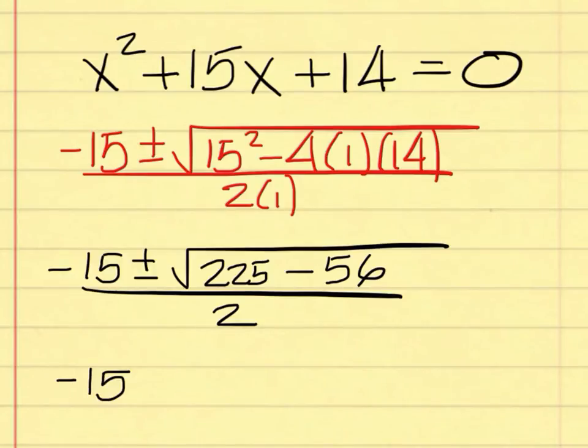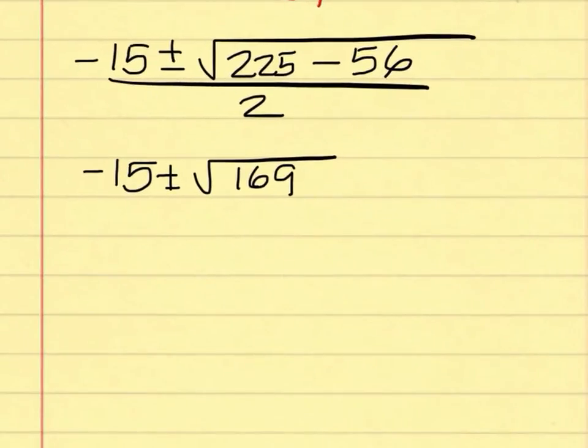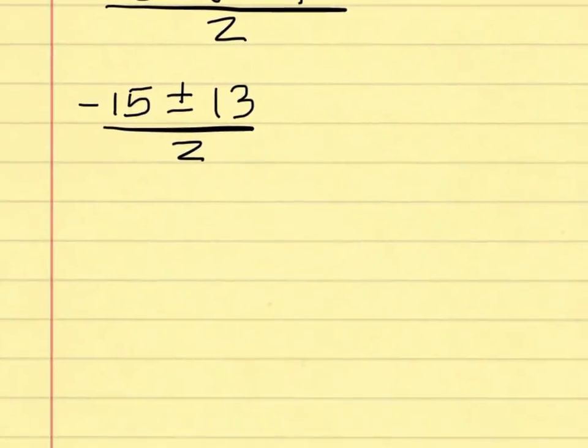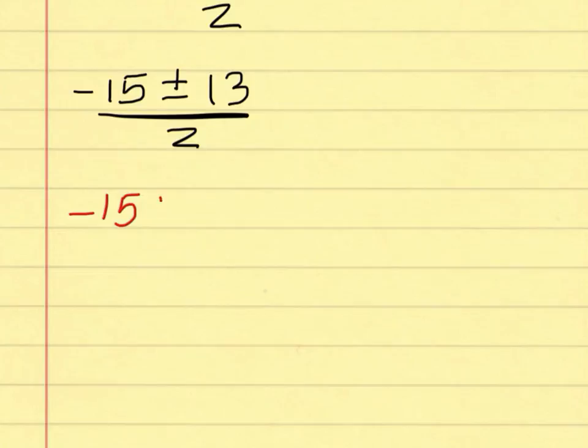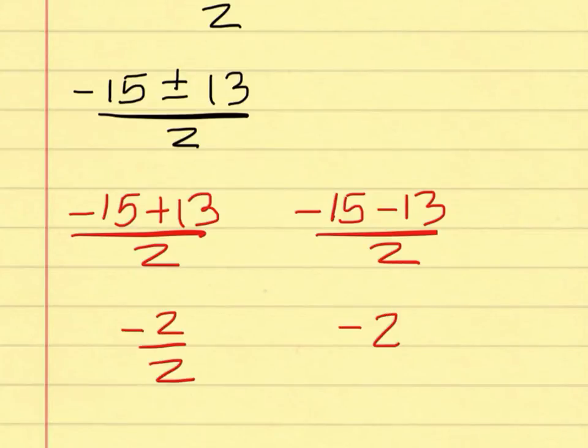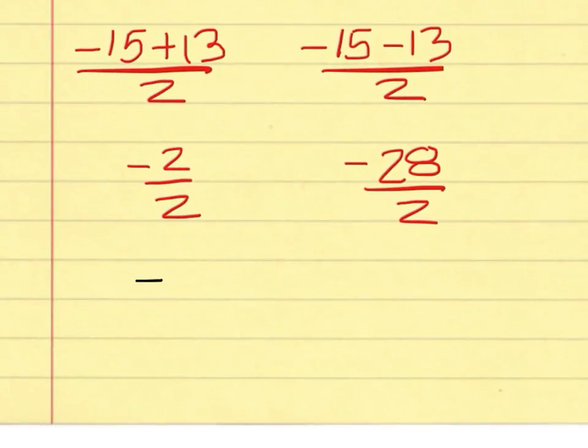So when we get to that point, we're going to have a 169, which works out really neat because that is a perfect square. The square root of 169 is 13. So now we have to do negative 15 plus 13 over 2, negative 15 minus 13 over 2. That's a negative 2 over 2 and a negative 28 over 2, which will give you answers of negative 1 or negative 14.